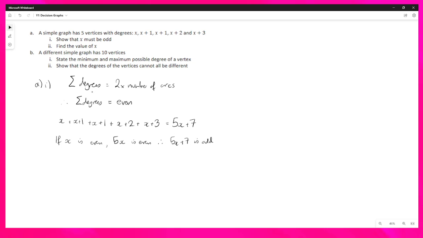We know that this is not possible because we know the sum of the degrees must be even. So 5x plus 7 cannot be odd. Because we've said if x is even, this must be odd, this can't be odd, so therefore x can't be even. So therefore x must be odd.